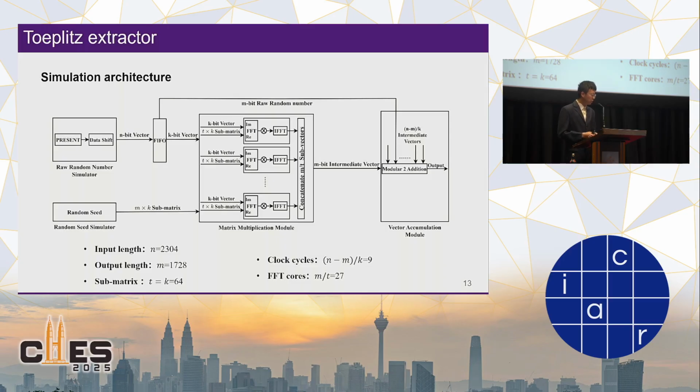The matrix multiplication module receives a k-bit vector and an m by k submatrix. It splits the m by k submatrix into several smaller t by k submatrices and uses FFT to accelerate the multiplication and get the intermediate result. The last module accumulates all the intermediate results and the first m bits from the input to get the final output.